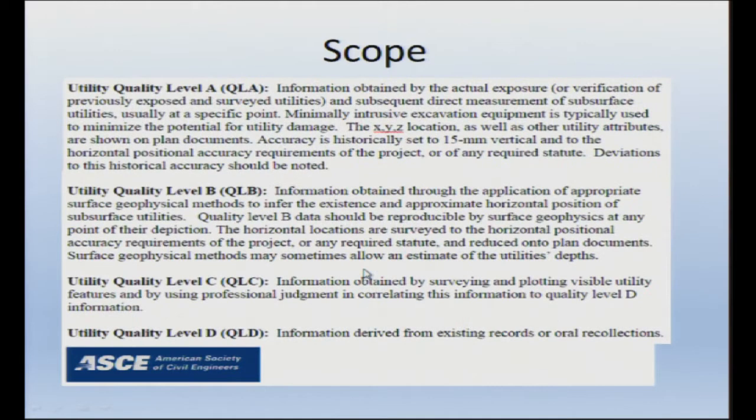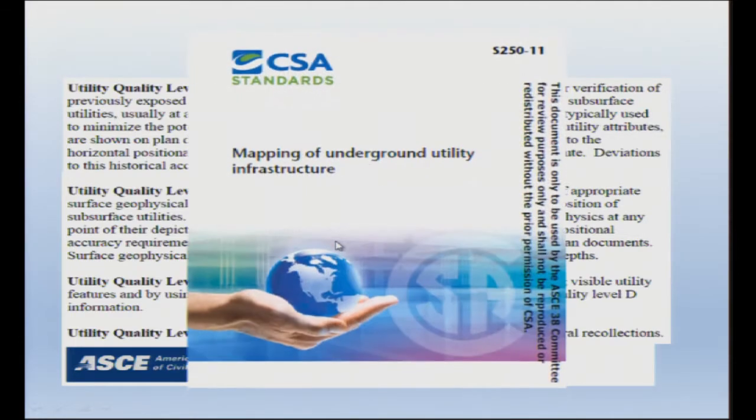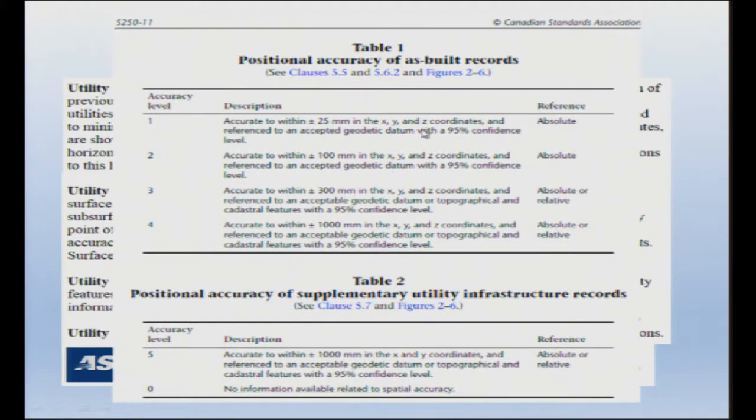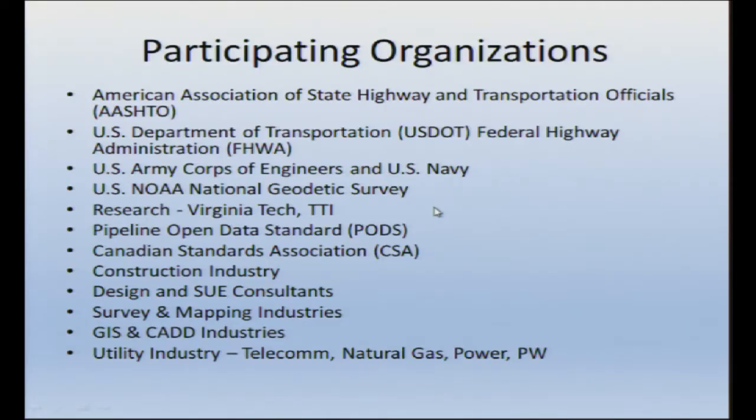This is the standard I mentioned for existing. Now, we don't want to get confused with that. This is for existing infrastructure, and it has very good quality level A's and B's, so you can tell if your data is usable or not. And then this is the Canadian standard that was developed, and they came up with a table for actually applying a spatial accuracy to the information.